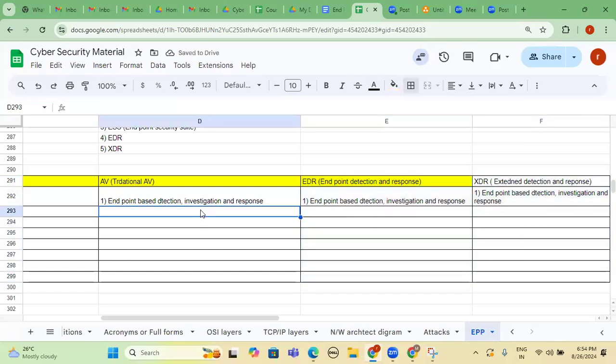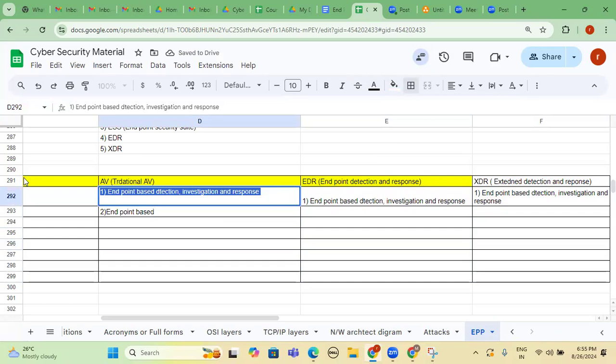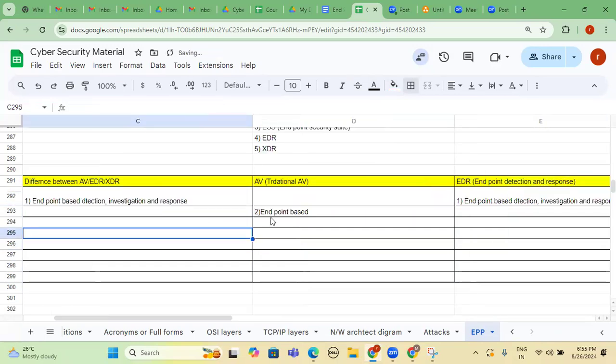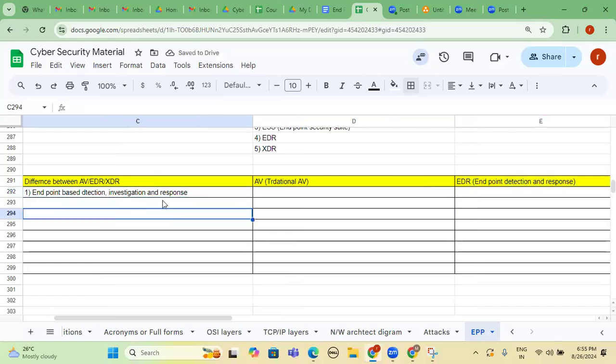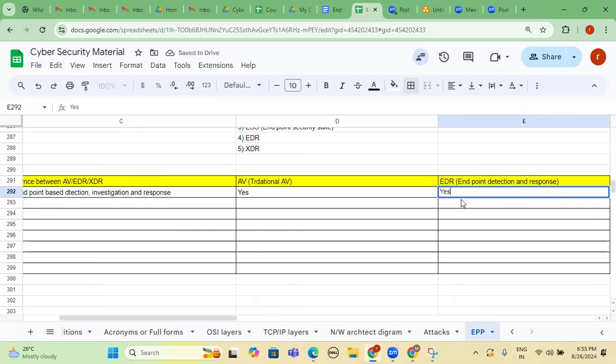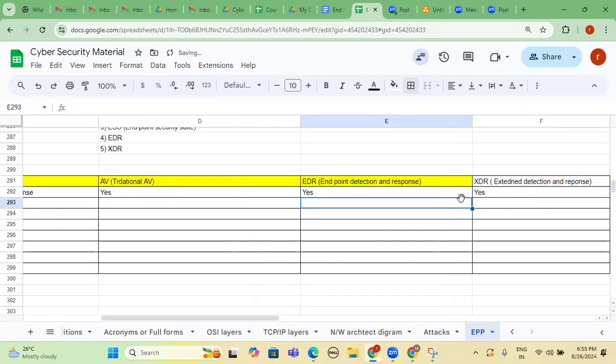So second one, endpoint based. So I will keep the feature here. That's better, I think. So feature I am keeping here: endpoint based detection, investigation response. So it will do endpoint based detection, investigation response as well. EDR also will do the same functionality. Even XDR also will do the same functionality.